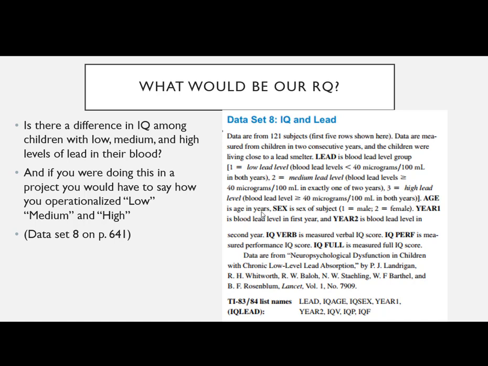And then age is age in years, and sex is sex of subject. Year 1 is blood level in the first year, year 2 is blood level in the second year, etc. And IQ is the verbal IQ score, performance, and full. So this is important when you're actually doing your own research studies. You have to tell the reader what exactly it is you mean by your variables. It's called operationalizing your variables. Anyway, that's a side note.